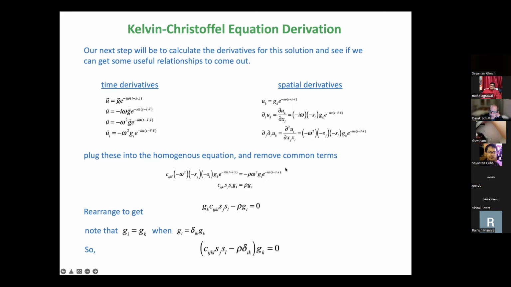So we're going to plug these into the homogeneous equation. So we've just plugged in our terms. And here I've simplified in terms of summation notation, and I've removed common terms. And we can note that g_i equals g_k when g_i equals delta_ik, the Kronecker delta, times g_k. And so we get c_ijkl s_j s_L minus rho delta_ik, again this is the Kronecker delta, all times g_k.